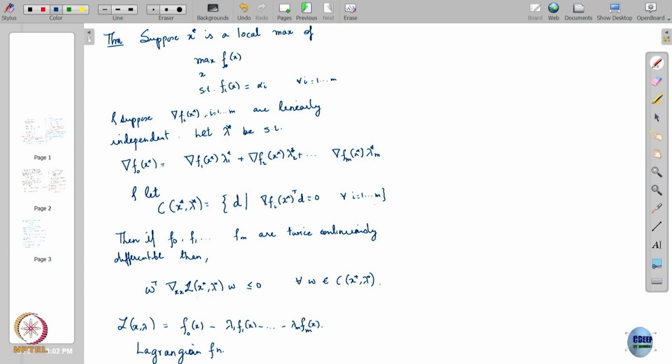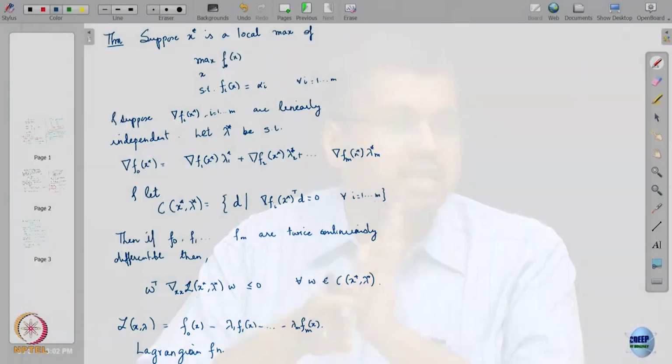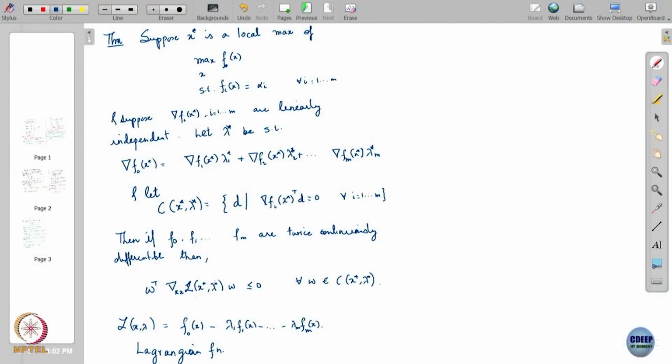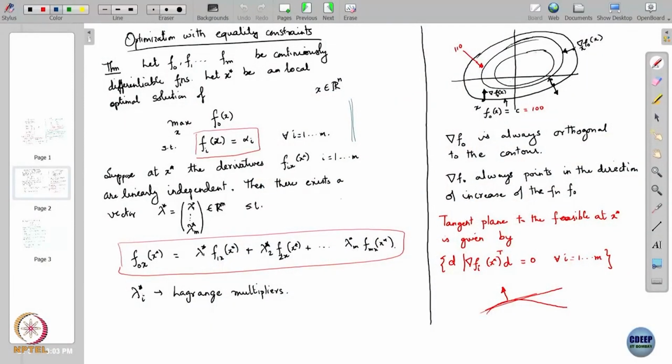Which means that the function should have a certain curvature along the tangent space defined by the constraint. The second order derivative of the Lagrangian is telling you how the Lagrangian curves in the x space, but it is necessary that this is less than or equal to 0 along the directions defined by the tangent space of the constraint. Is this clear? This is one way of further pruning the set of points that satisfy these boxed equations.